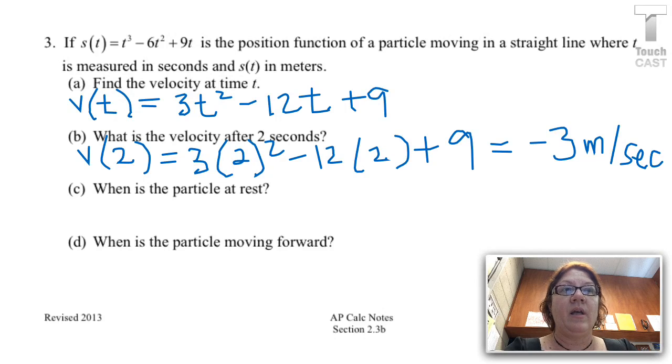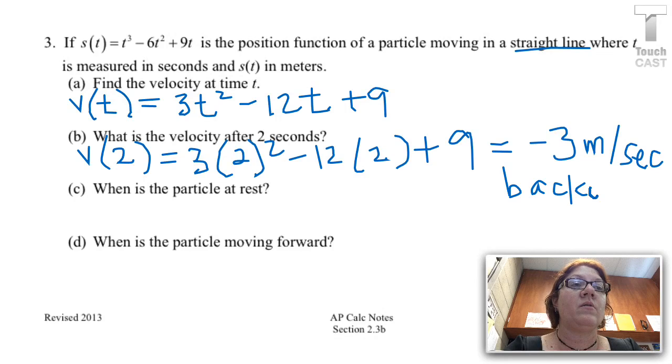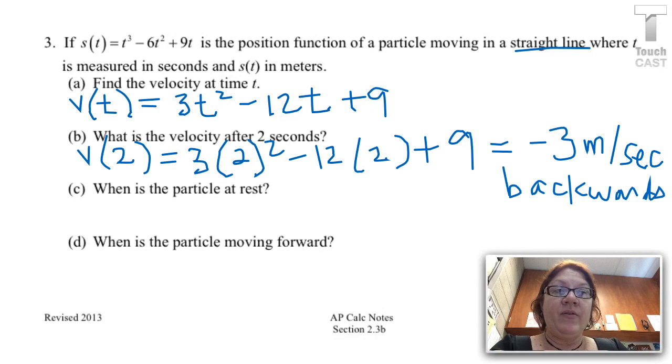I have 2 choices. Since it's moving in a straight line, I'll assume that straight line is probably horizontal. And so if that straight line is horizontal, then a negative 3 would indicate that I'm moving backwards. This is you backing up in the car. Don't go negative 3 meters per second. So if my particle is at rest, what would that tell me about velocity? You're right, it has to be 0.